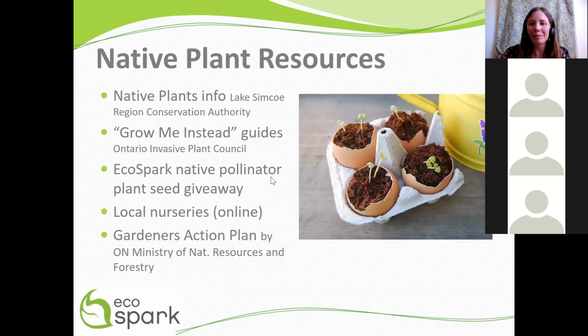And then there's some fun projects that you can do with kids to get your native plants started. For example, if you put a little hole in the bottom of an eggshell and use your recycled egg cartons. We found that this works well with my 4-year-old. So take a look at some fun ways to get families involved in plantings.